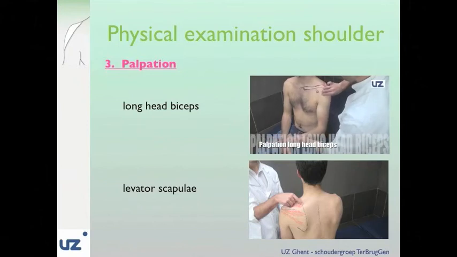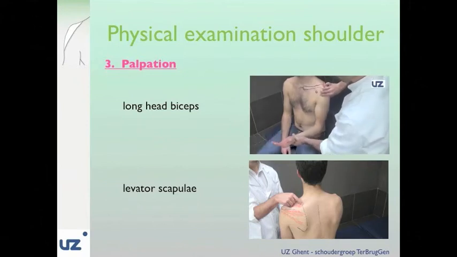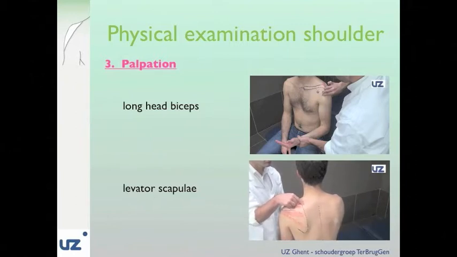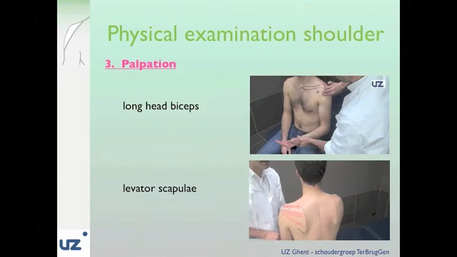During palpation of the long head of the biceps, it is necessary that the arm can rotate freely. The sulcus intertubercularis with the long head tendon can be felt between the minor and major tubercle. Palpation of the levator scapula needs to be done at the angulus superior of the scapula. During palpation, you can feel the tendon rolling under your fingers.